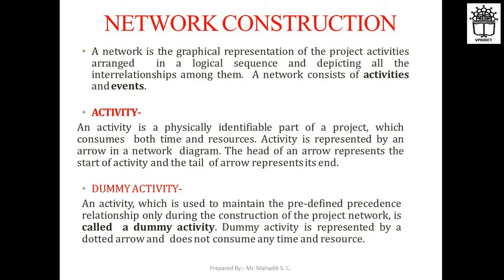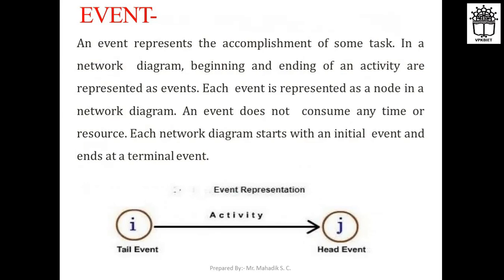An activity which is used to maintain the predefined precedence relationship only during the construction of the project network is called a dummy activity. A dummy activity is represented by dotted arrows and does not consume any time or resources. We will see that in detail when we are drawing the network diagrams. Let us see what is meant by an event now.